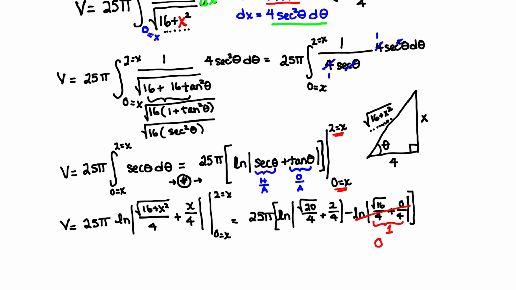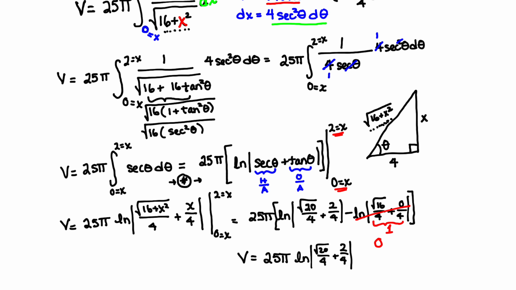And so that simply means that the volume of this solid of revolution is 25 pi times the natural log of the square root of 20 plus 2 over 4. And I can put that together if I want to. I can do some canceling. Do I want to be tricky about this and do some canceling? Well, let me write down what it is first.